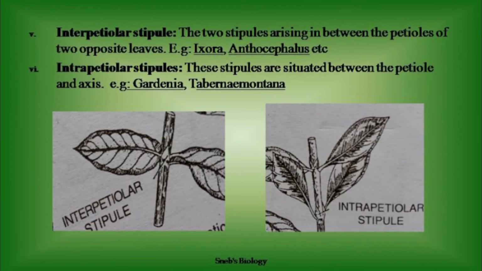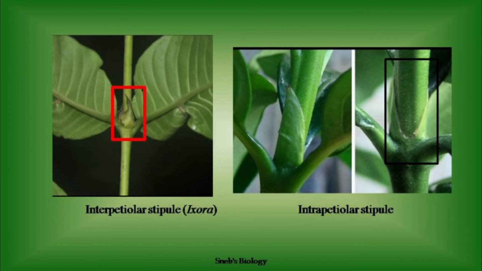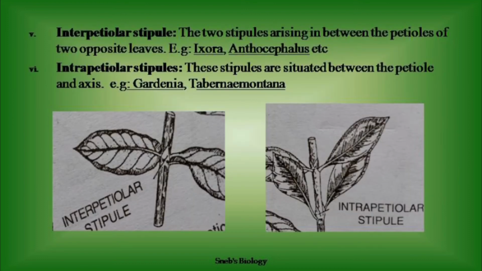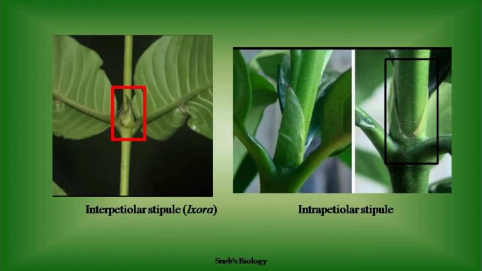Next is interpetiolar and intrapetiolar stipule. In interpetiolar stipules, the two stipules arise in between the petioles of two opposite leaves. Here, the two stipules of the two leaves are found in place of four. For example, Ixora. In intrapetiolar stipules, these stipules are situated between the petiole and the axis. Here also, both the stipules of a single leaf fuse with each other to form a single stipule.